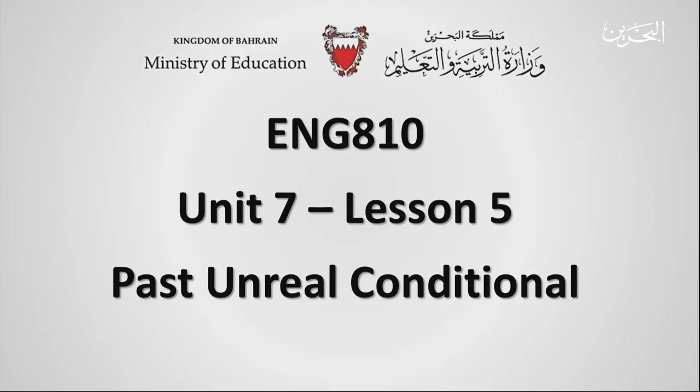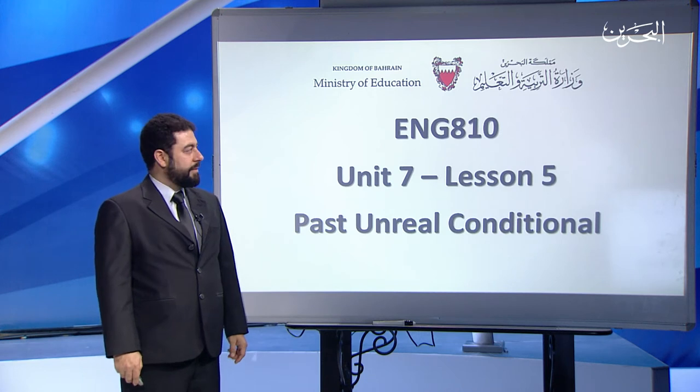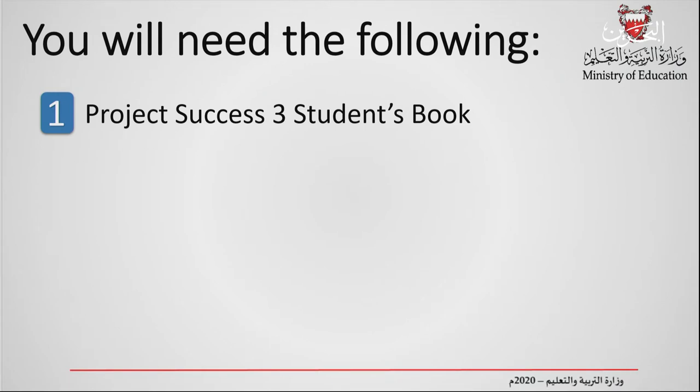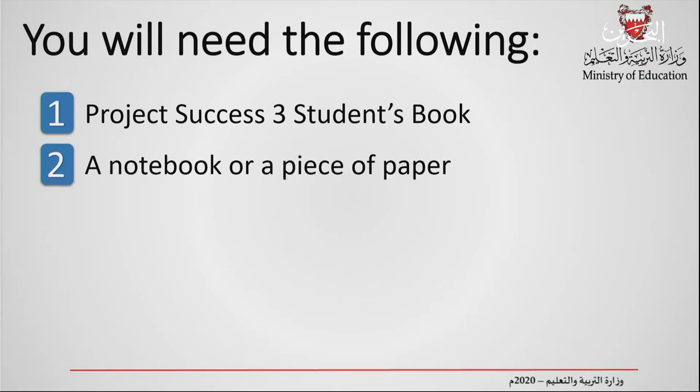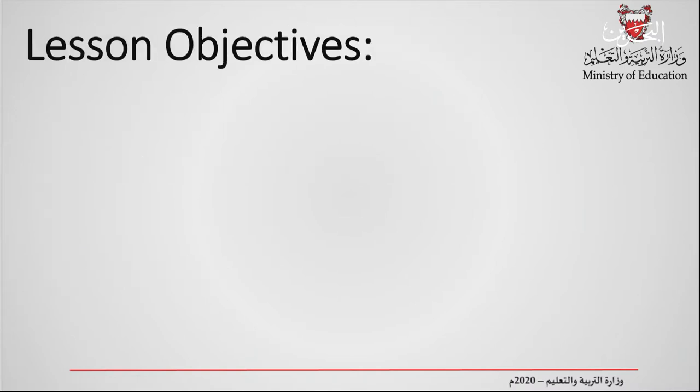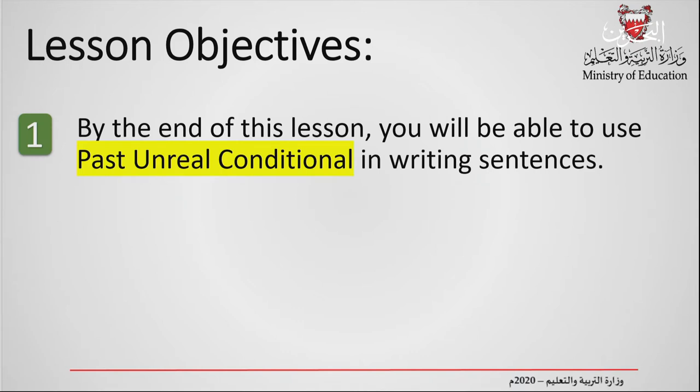This lesson is for English 810 for technical and vocational schools. It is Unit 7, Lesson 5, Past Unreal Conditional. But before you do the lesson, you should have the following. Number 1, Project Success 3, Student's Book. Number 2, a notebook or a piece of paper. Number 3, a pen or a pencil. Number 4, a dictionary. Now, lesson objectives. By the end of the lesson, you'll be able to use the past unreal conditional in writing sentences.